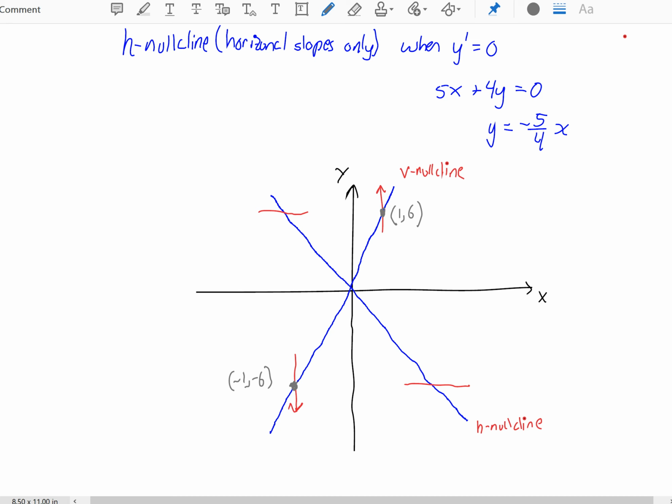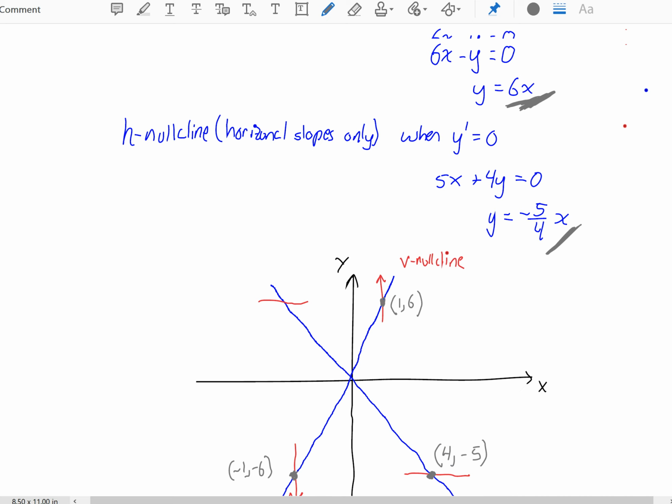Let's try this again though on the horizontal nullcline. And let's pick a point that lives on this line. And the easiest way to do this is to pick an x value. And when I look at our equation, I think one of the easiest x values to pick is x equals 4. If x is equal to 4, y is -5. Now, let's go back to our system.